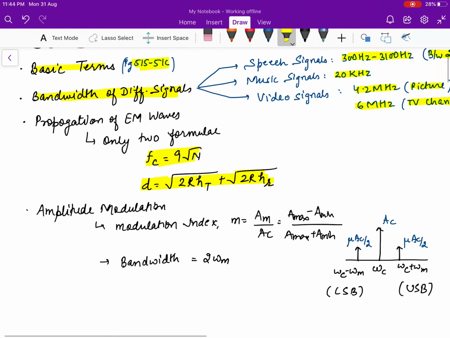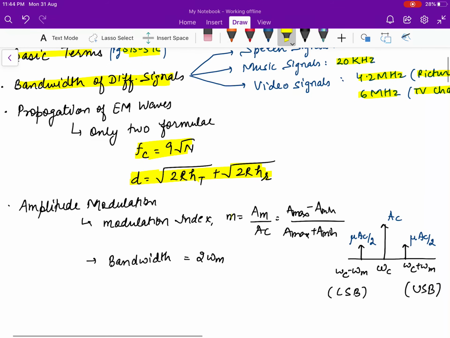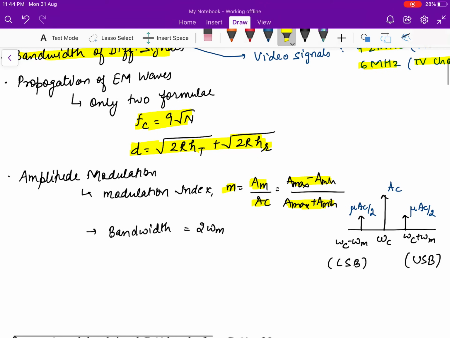Now in amplitude modulation, for numericals you need to remember what is modulation index, that is Am by Ac, or the voltage of the, you can say, message signal upon voltage of carrier signal, or Vmax minus Vmin upon Vmax plus Vmin. This is in the final modulated wave. Maximum voltage, minimum voltage, you have to take the difference and the sum and divide it.